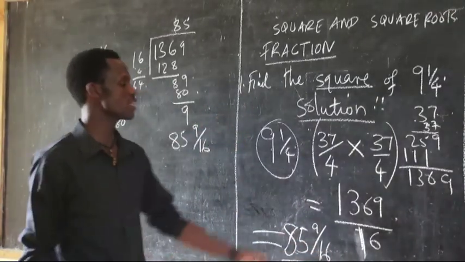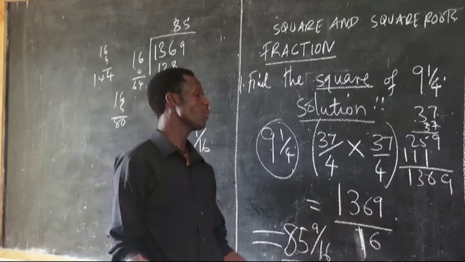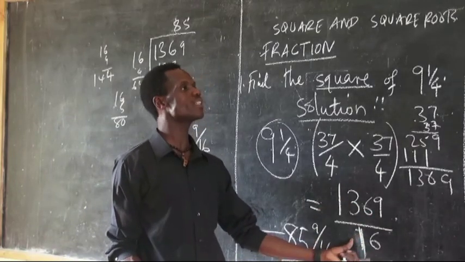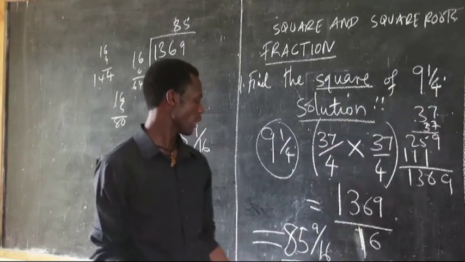So why have we taken this divided by this one? We just want to change this one into a mixed fraction, to make it in the same form as the question that was given.